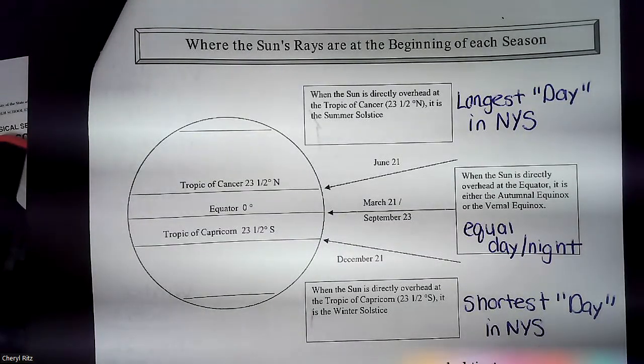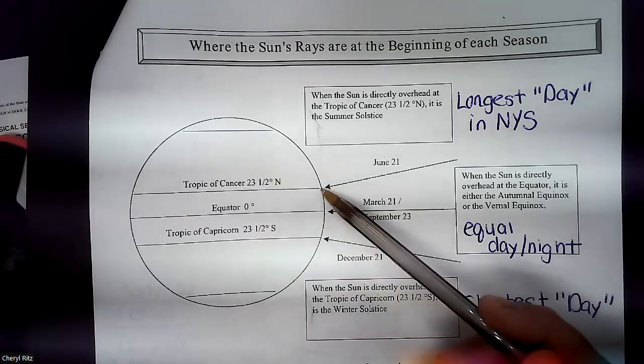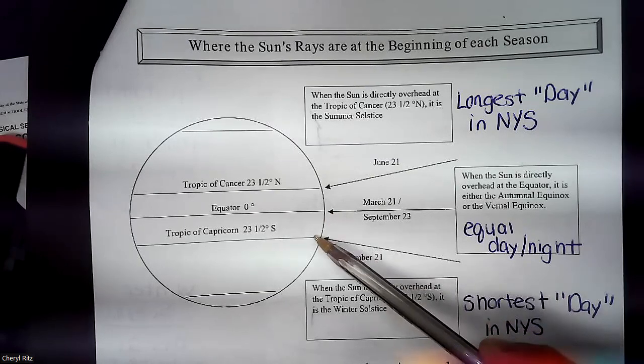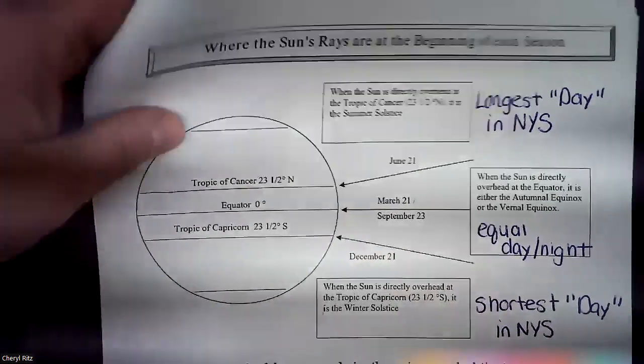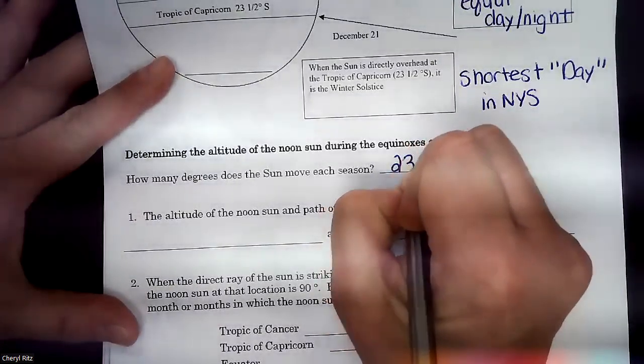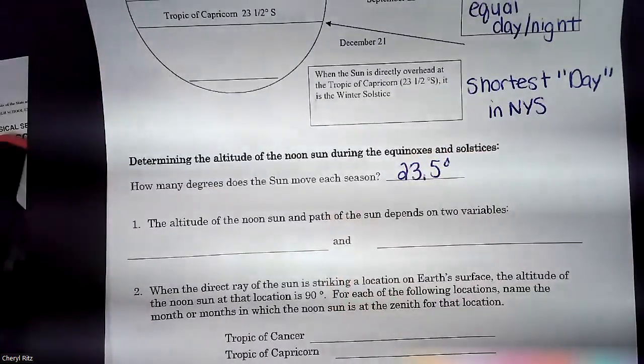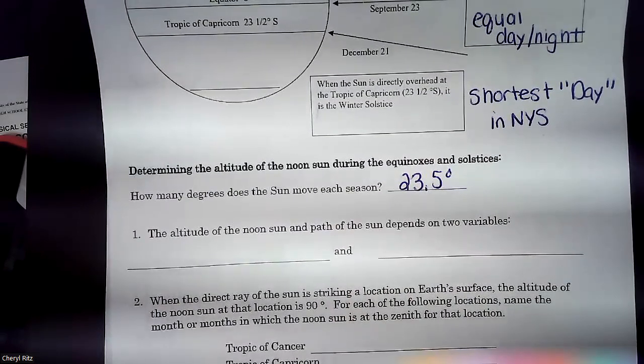So if on June 21st the sun's at the Tropic of Cancer, on March 21st it's at the equator, and if on December 21st it's on the Tropic of Capricorn, and then back up to September, it's at the equator. How many degrees is it moving each season then? So it starts off directly overhead here, then back to the equator, then down here, then back up to the equator. So how many degrees is it moving every season? 23.5 degrees.